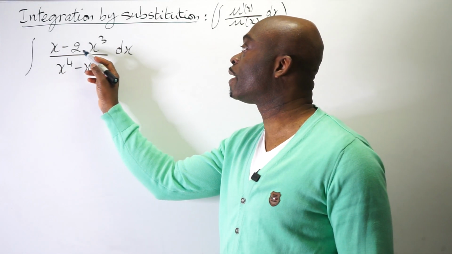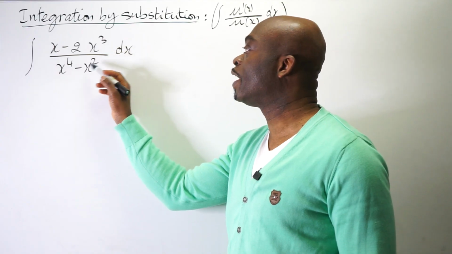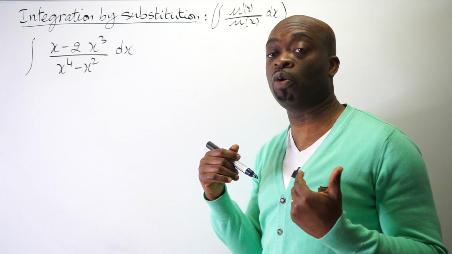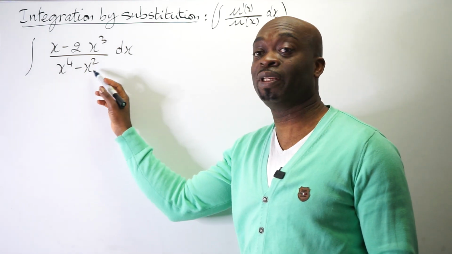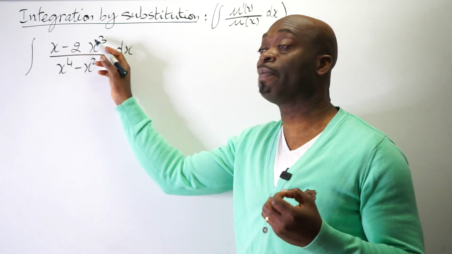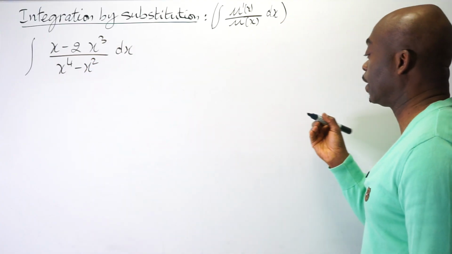The integral of x minus 2x to the third divided by x to the fourth minus x to the second power dx. What we want to know is if the denominator, once you find the differentiation of that, will give you the top expression. So let's go for that, okay?